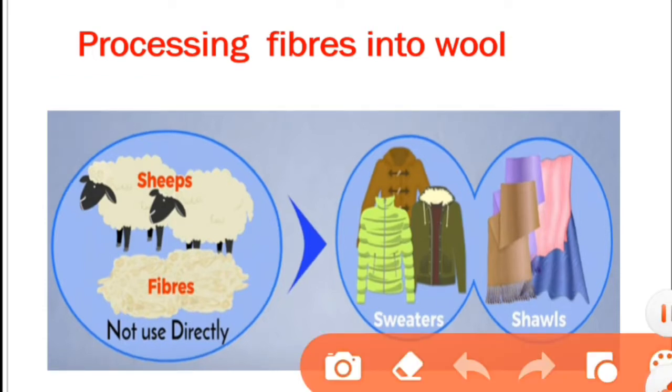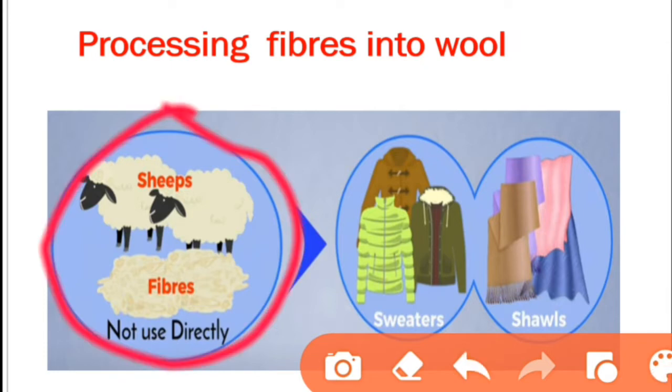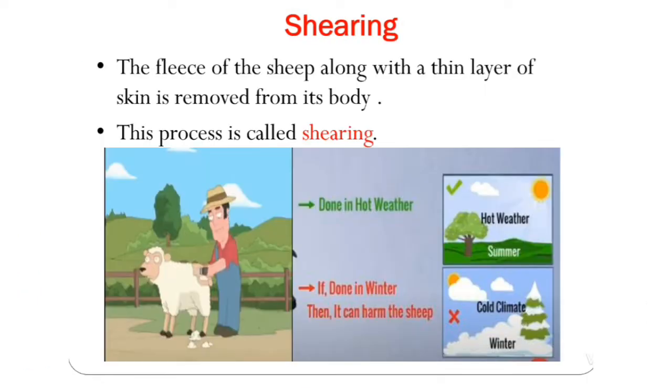We cannot use fiber obtained from sheep directly for making sweaters and shawls or many other things, which involves the following steps. First, shearing. The fleece of the sheep along with a thin layer of skin is removed from its body. This process is called shearing.